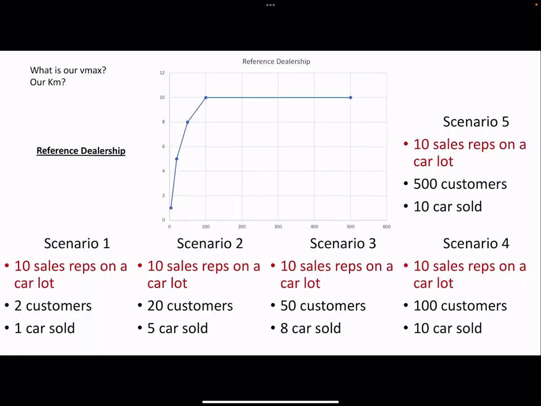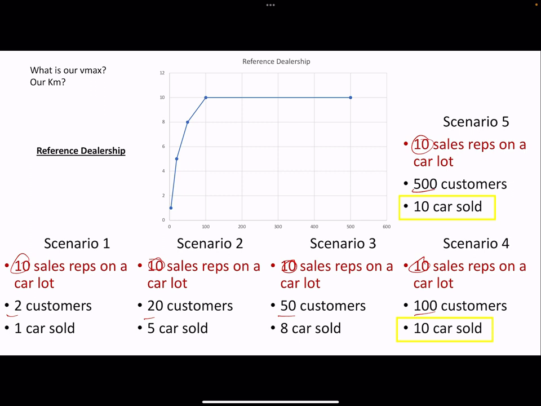All right, this is our reference dealership. Notice that in every one of these, we have 10, 10, 10, 10, 10. We always have 10 salespeople. I'm not changing the number of salespeople in these examples, so that's not really a factor. Really, what's changing is just how many customers we have on our car lot. We have 2 and 20 and 50 and 100 and 500.